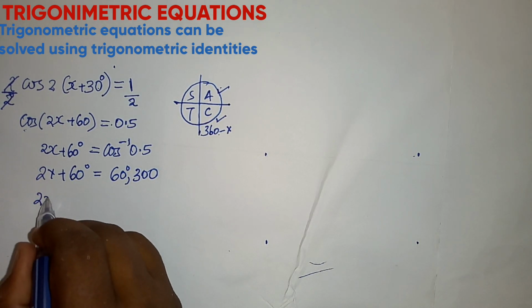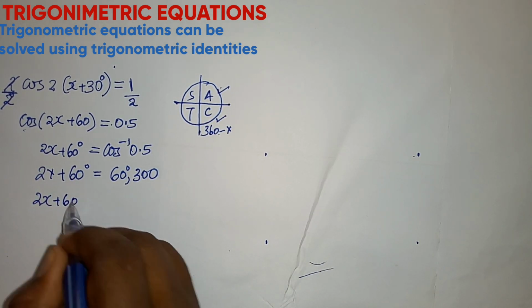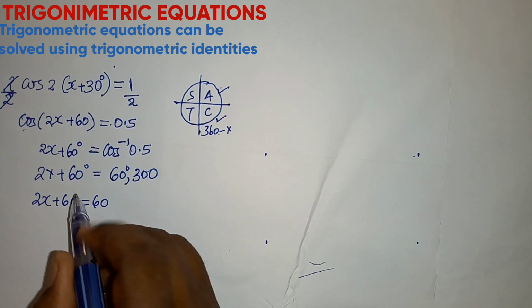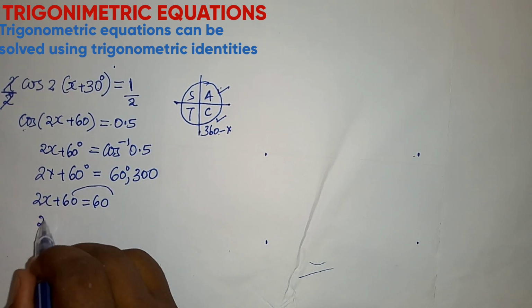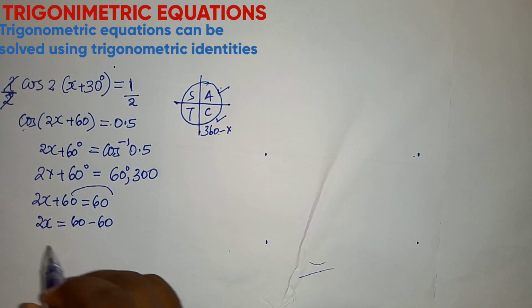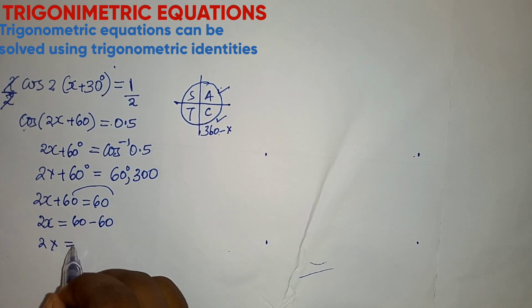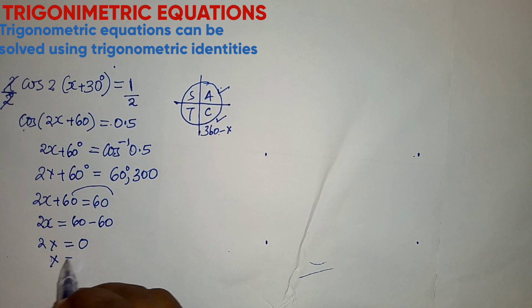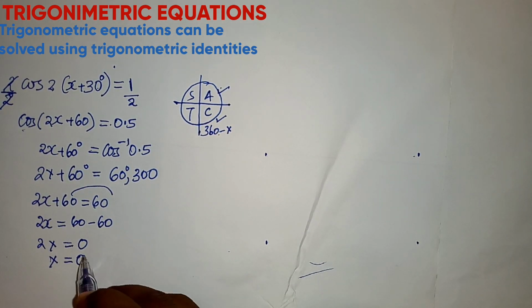Therefore 2x plus 60 will be equal to 60. Take 60 to the other side. 2x will be equal to 60 minus 60. 2x will be equal to 0. That means x will be equal to 0 degrees.